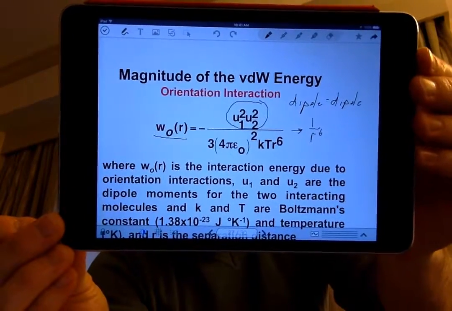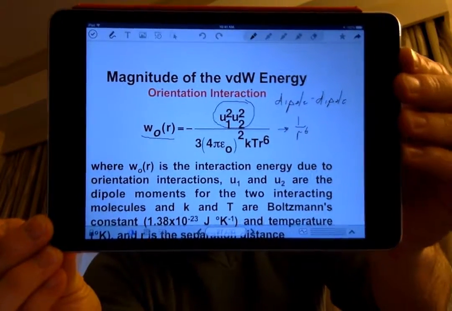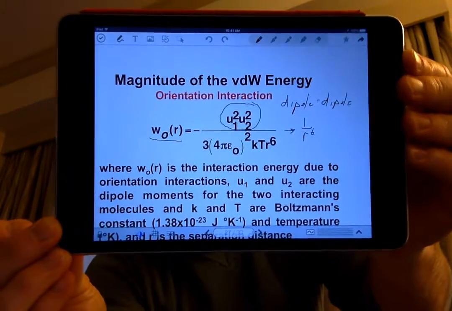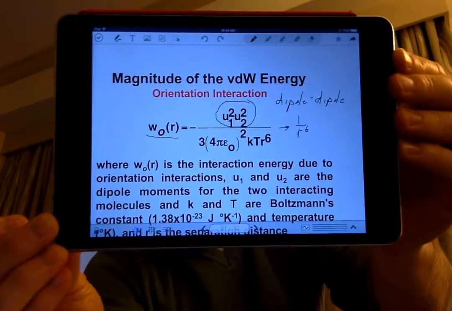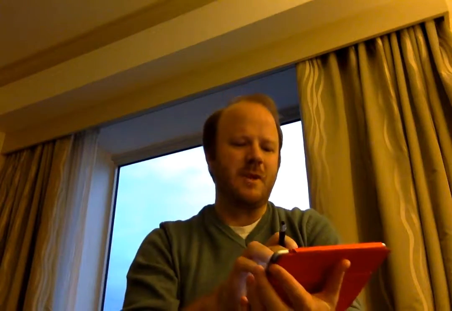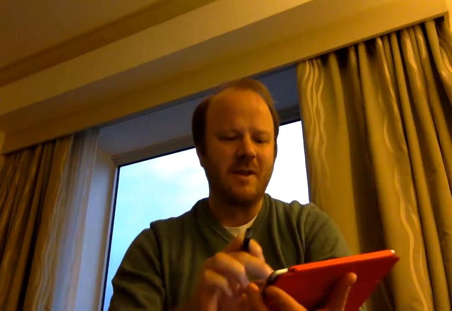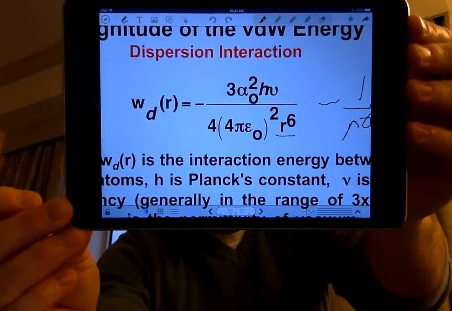The only thing that's different between orientation interactions and dispersion interactions is that we need to calculate the dipole moment. You see the numerator is different in these two equations because we have to account for the polarizability. If you look very closely in dispersion interactions, there's alpha squared there. This is related to the polarizability.